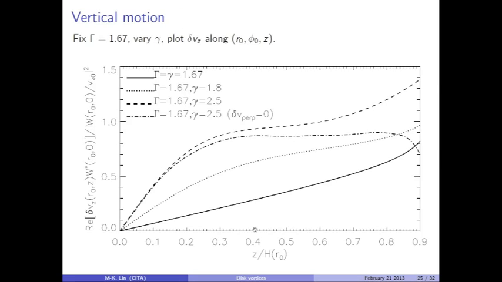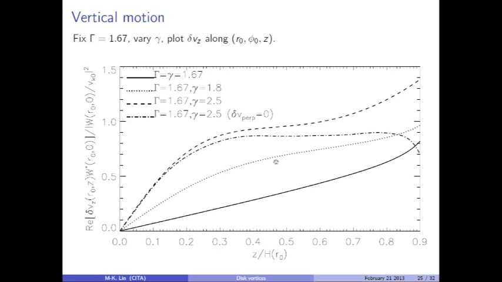So here's the result. This is the vertical velocity as a function of height away from the midplane at unit radius, at bump radius. And I just want to look at the solid line here and the dotted line here. The solid line is the case where both gammas are the same. So this is a disk with uniform entropy everywhere. And the dotted line is the case where small gamma is a little bit bigger than big gamma. So it's a non-homotropic disk.